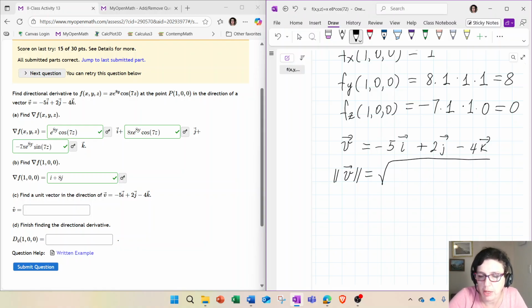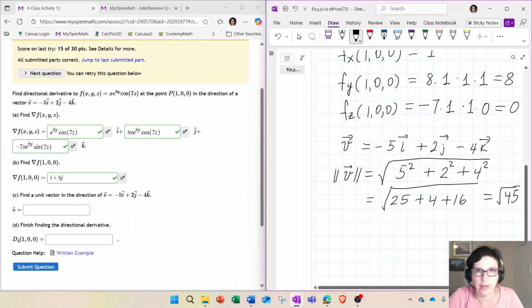So when you find the magnitude, do not include the negatives, because they will go away when you square. There's no point of doing that other than just confusing yourself and making the teacher mad at you, which you don't want. Okay, so this is going to be 25 plus 4 plus 16. Okay, so it looks like that's 45. So this looks like square root of 45. If you want to, you can simplify that as 3 square root of 5, but I don't think that's necessary.